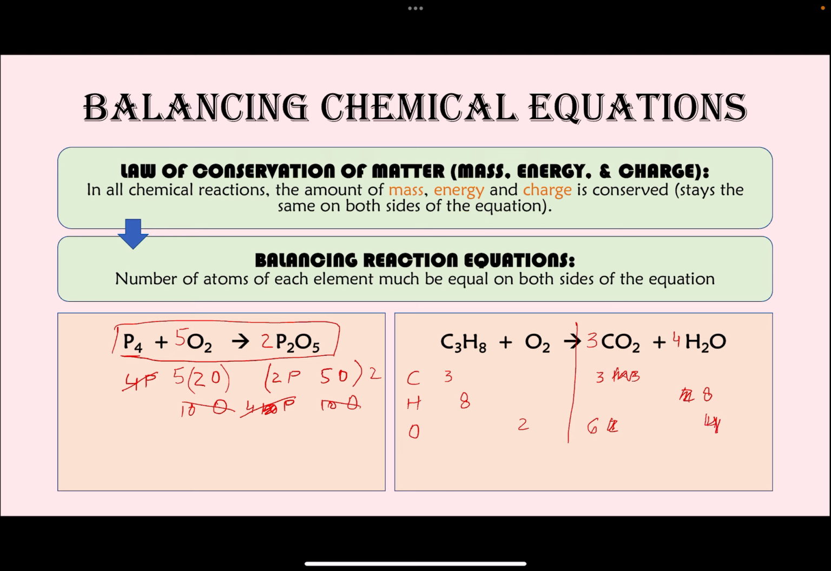So now we can go ahead and look at our oxygens. We have 6 plus 4, we have 10 on the product side. We only have 2 on the reactant side. So multiply this with a 5, and that is going to give me 10 on the reactant side. So now everything looks the same on both sides, and here is your balanced chemical equation.